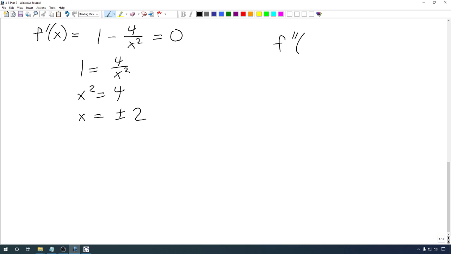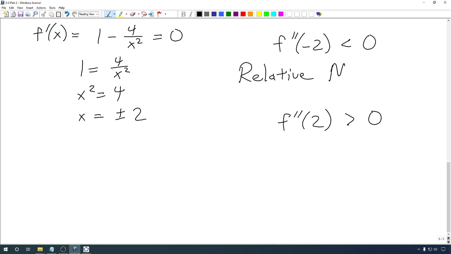Second derivative at negative 2 is negative. And the second derivative at 2 is positive. From our second derivative test, remember a negative second derivative at a point where the derivative equals 0 means that this point is a point where there is a relative maximum. So at negative 2, we have a relative maximum of the function. At 2, because the derivative is 0 and the second derivative is positive, we have a relative minimum.